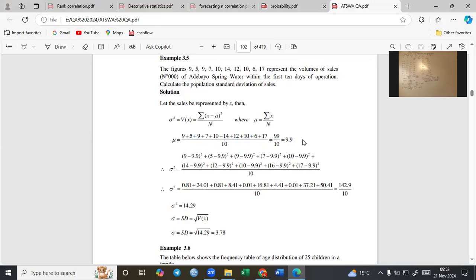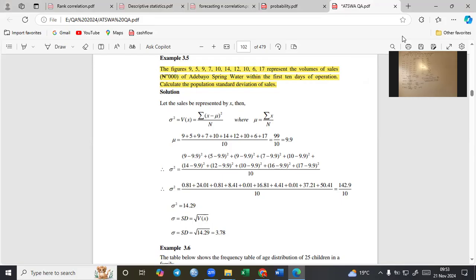Now you need to find the difference between x and the mu. Let's do this question on the board. Now write down the question. Write down the question, then we do it on the board. Here's the question. I want us to do it on the board.